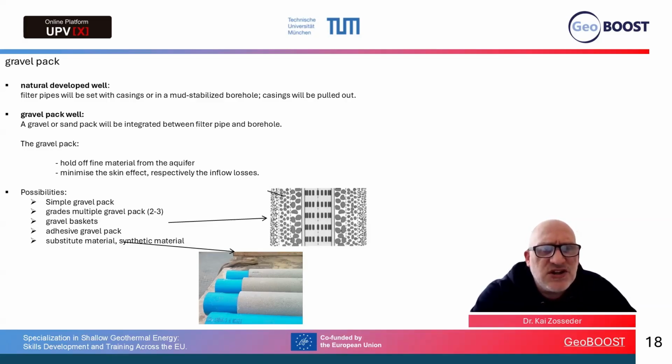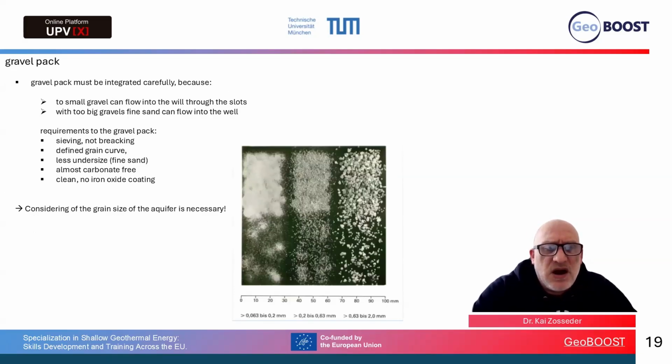So you have the filter section, and around the filter section, you have a specific gravel pack. The gravel pack should hold off fine materials from the aquifer and minimize the skin effects, respectively the inflow losses. There are specific possibilities of setting such a gravel pack: simple gravel pack, graded multi-pack gravel pack, gravel baskets, and so on. The gravel pack must also be integrated very carefully. So you have to see what the specific gravel pack size is that we have to use, depending on the grain size of your aquifer.